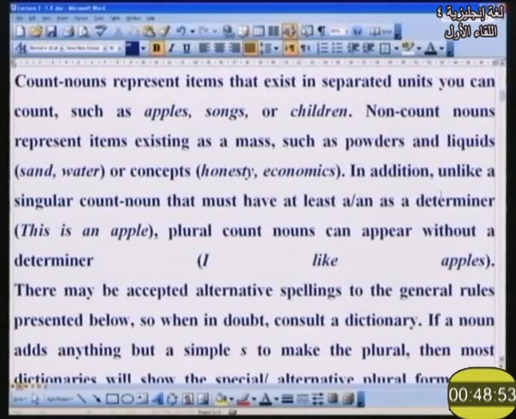This means it's countable. But plural nouns can appear without determiners. You either put the or you don't put any determiner. By determiner we mean article, we mean definite and indefinite articles. So you can say I like apples, or I like the apples that you buy. Okay, but you can never use a or an in front of apples, because a and an mean one and apples means more than one.